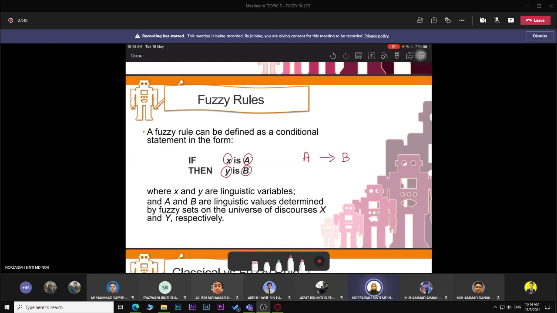Alright, so the linguistic values are determined by the fuzzy sets on the universe of discourse, X and Y respectively. So you have to identify what is the universe of discourse for X and what is the universe of discourse for Y before you can identify what is A and what is B.